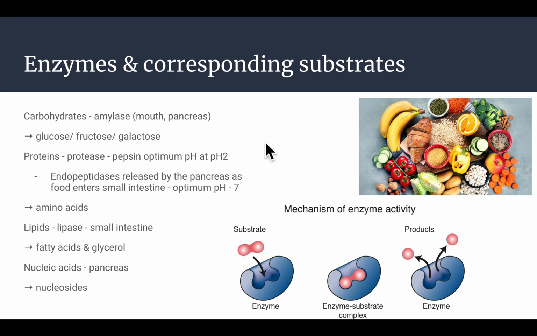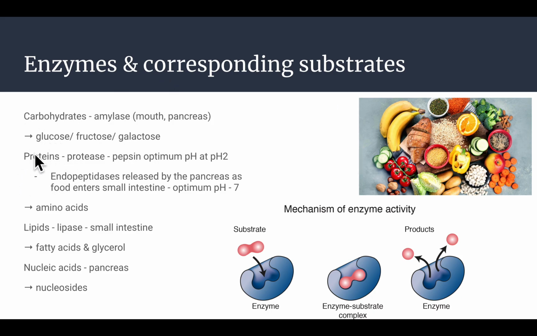So moving on to different enzymes and their corresponding substrates. First of all, we have carbohydrates. The enzyme that targets carbs is amylase, and you can find it in the mouth. It's also produced by the pancreas, and you can find it in the small intestine. It breaks starch or other carbohydrates into the monosaccharides glucose, fructose, and galactose.